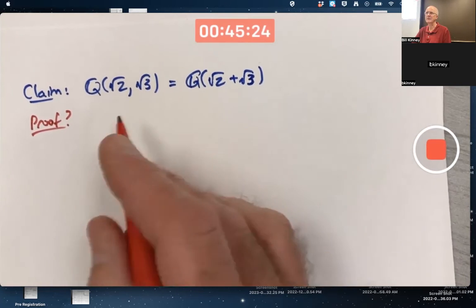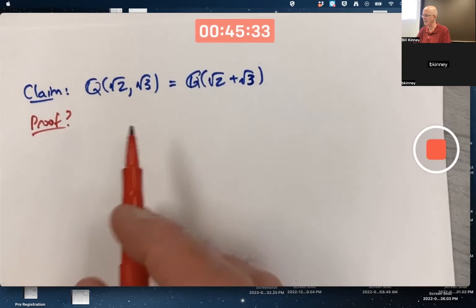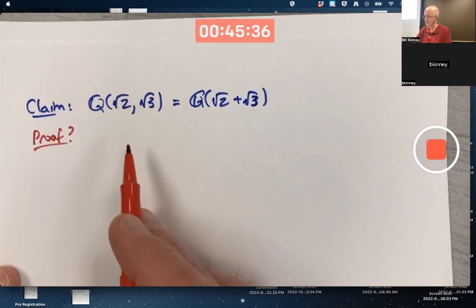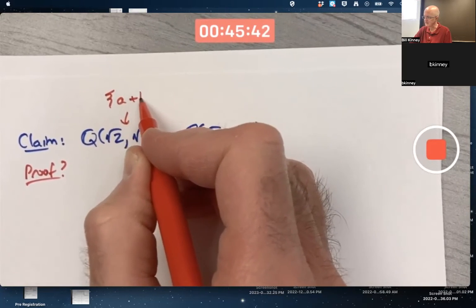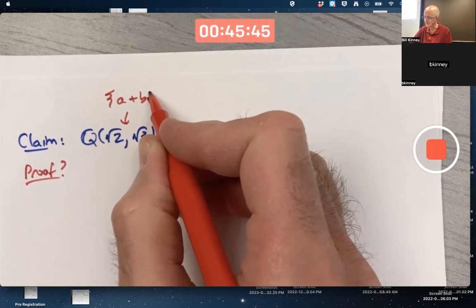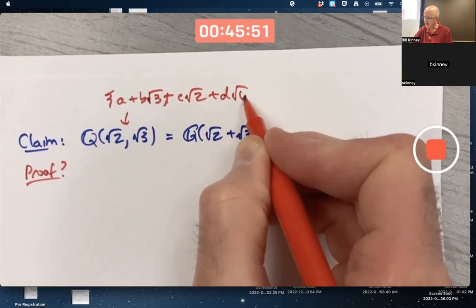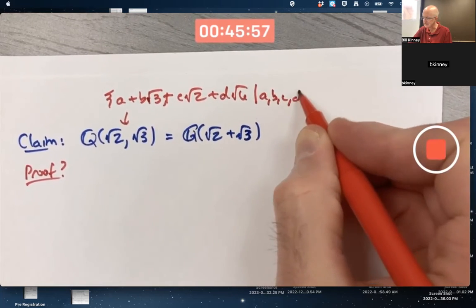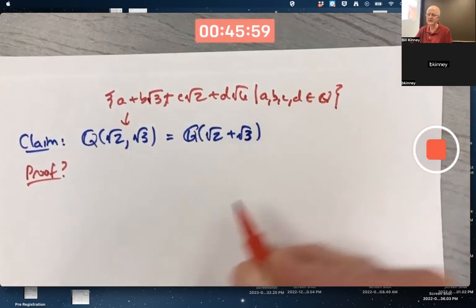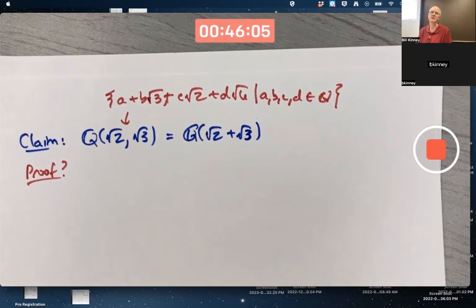We're trying to prove the equality between two fields. These fields are sets. So you'd ultimately be trying to prove the equality of these sets. Now, we've already written Q adjoin square root of 2 and square root of 3 in this way. So one approach to trying to prove this, I'm using different letters now, would be to say, okay, Q adjoin square root of 2, square root of 3 is this set. So to prove the equality of these two things, I'd have to show this is equal to the same set. That's one approach to try to prove it.